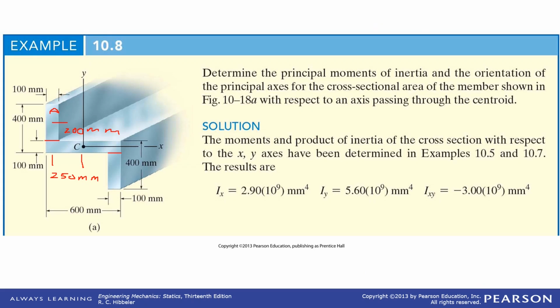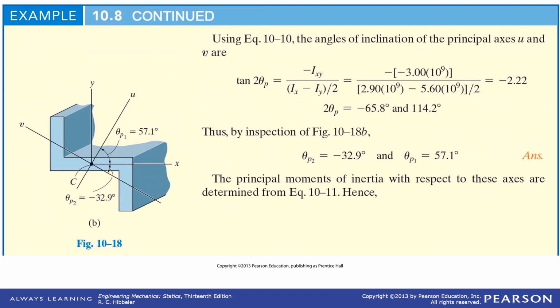So we want to find the principal moments of inertia and the orientation of the principal axes for this thing we did before. We know Ix, we know Iy, we know Ixy. We just plug and chug into the formula for the angle of the principal axes. What rotation of u and v do we have to get to find a principal axis?